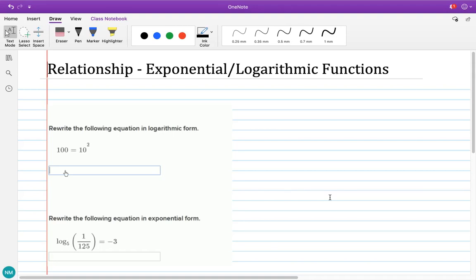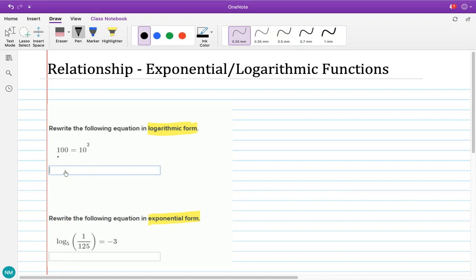Okay, so what is the relationship between exponential and logarithmic functions? I took this off of one of Khan Academy's videos because I figured I would put two into one. Let's talk about logarithmic form. Here's logarithmic form, and then there's exponential form, which I'm sure is pretty clear which one's which. Exponential form is when there's an exponent, and logarithmic form is when there's a log.